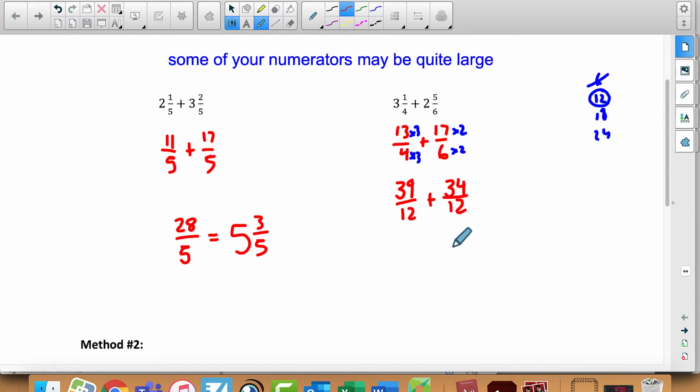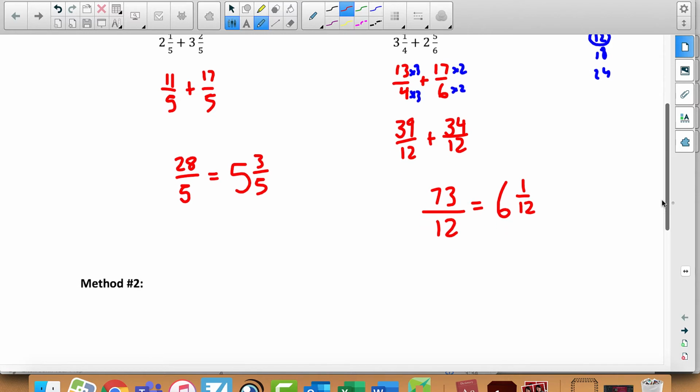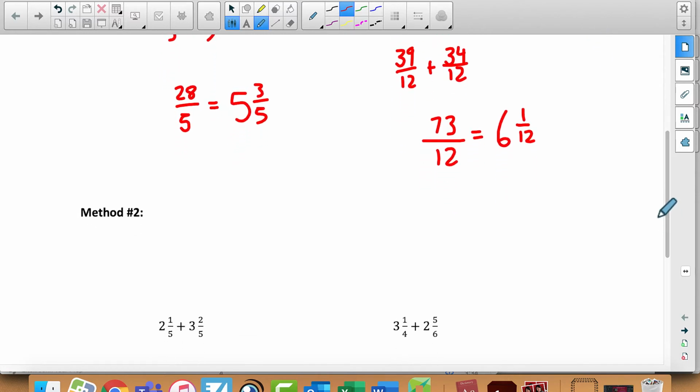Now we have common denominators, so we keep the denominator the same and add the numerators. 39 plus 34 is 73. So we're done. If you want, make it mixed. 12 goes into 73 6 times. That gets you up to 72, and you still have 1 left over. All right, great. I bet most of you use that method. It's a good method. It's just not my preferred method.